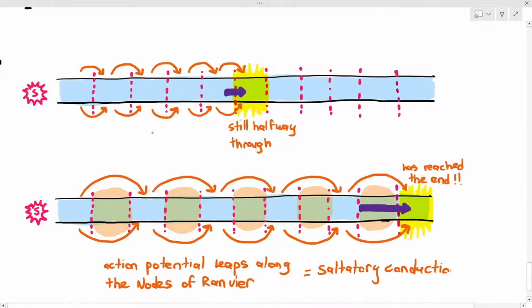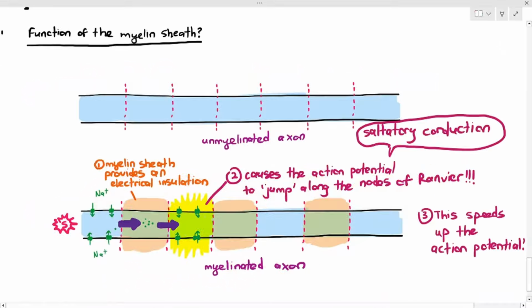So if a question were to ask you what exactly is the function of the myelin sheath, all you have to say is the myelin sheath provides an area of electrical insulation which causes the action potentials to jump along the nodes of Ranvier. And by jumping along the nodes of Ranvier, this will actually speed up the action potential. That's basically it.